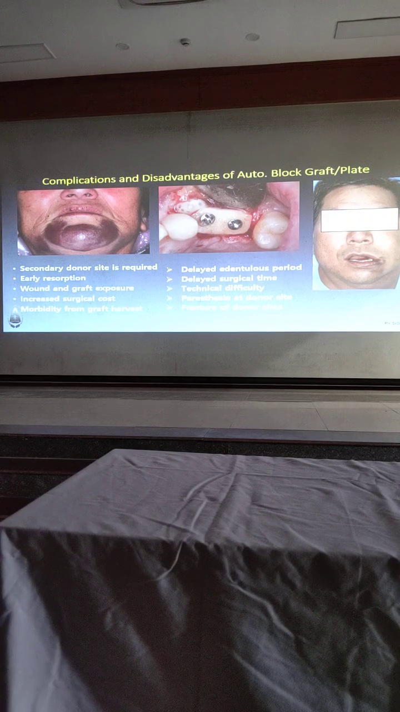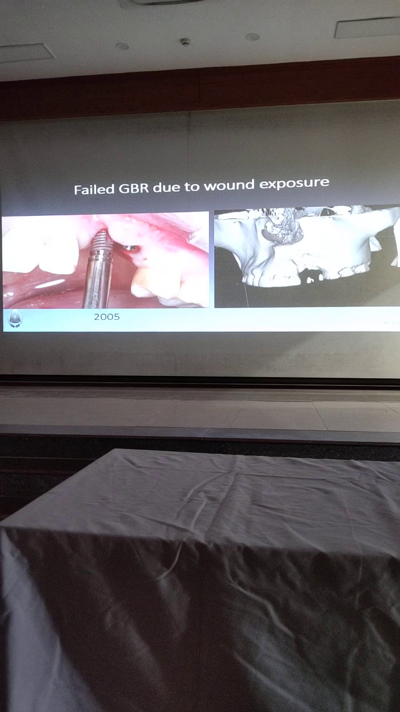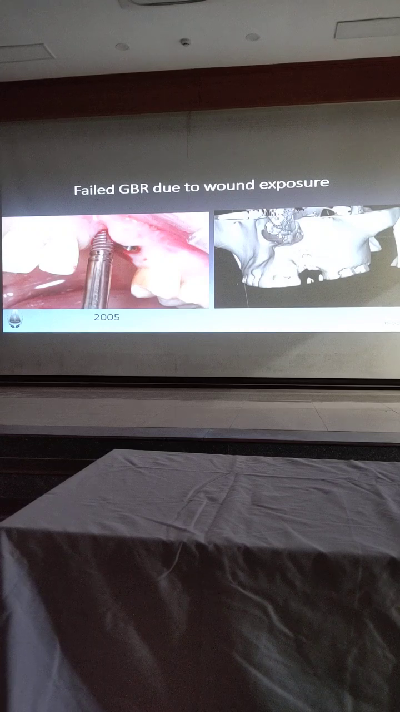So, in my department nowadays, the harvesting autonomous of Blackburn can be the last option for patients because it is very far procedure. Let me show you my favorite case after using chin graft.